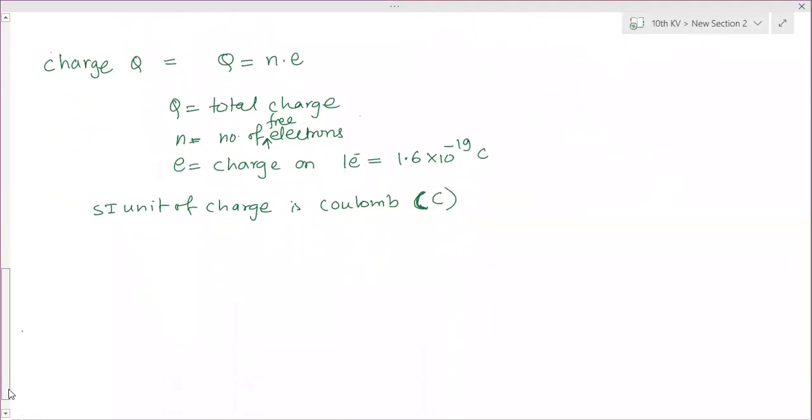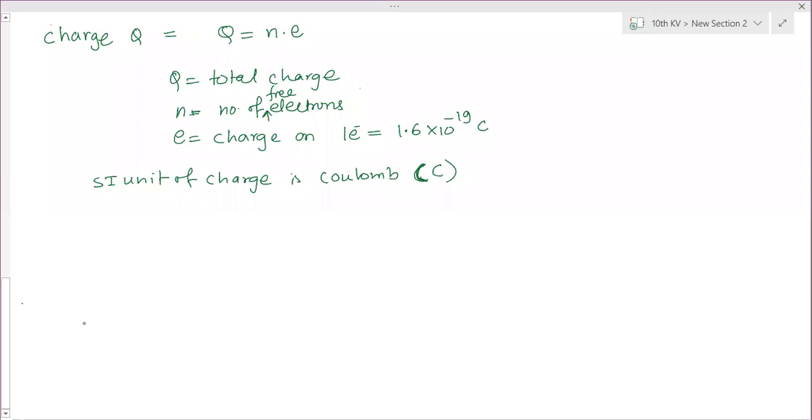Now there are numericals based on this part also. We have to find out the total number of charges or the number of electrons. The number of electrons is not known; charge is known, and the number of electrons we have to calculate. So the first numerical based on this is: how many electrons can carry 1 coulomb of charge? To carry 1 coulomb of charge, how many electrons are needed?